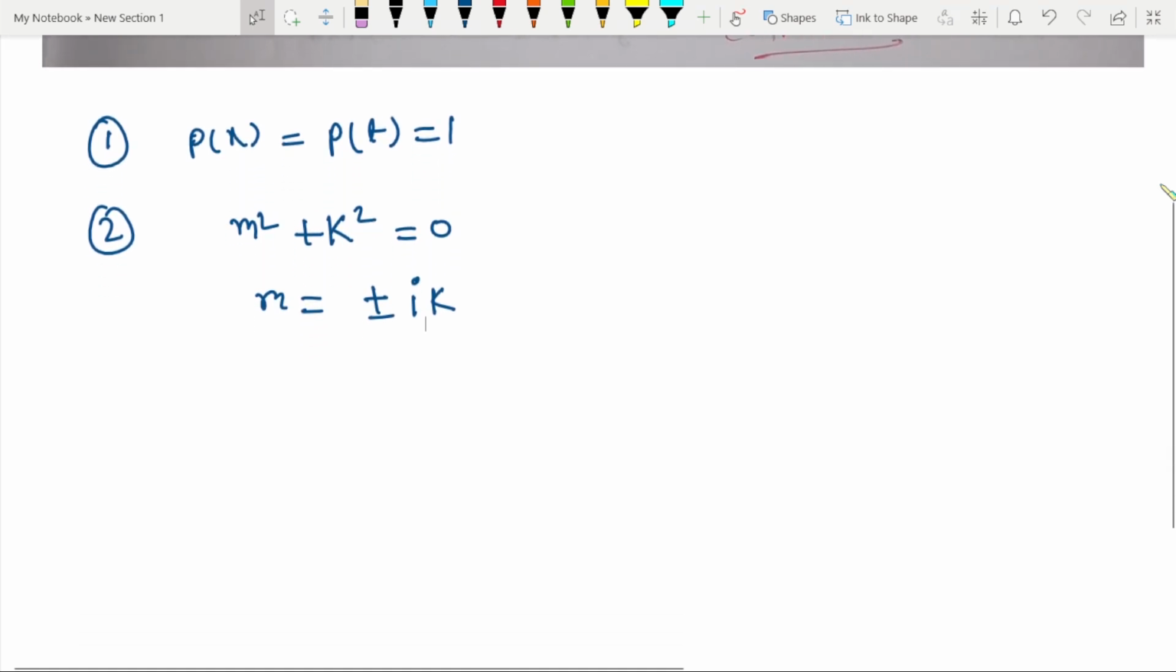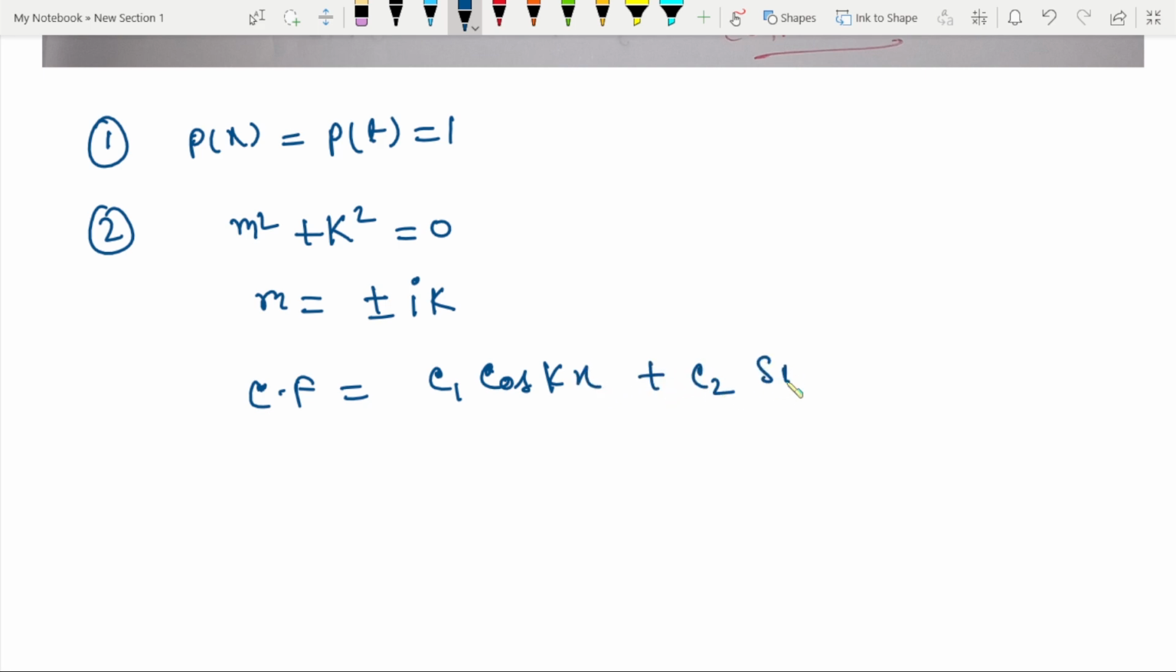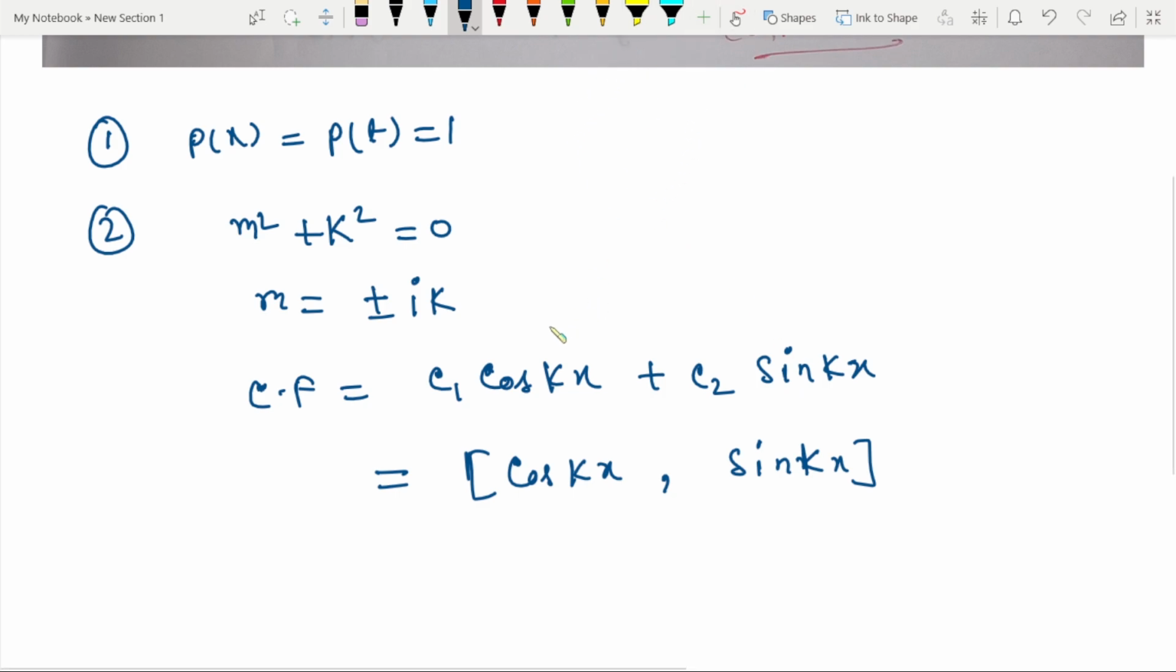Now the complementary function should be C1 cos kx plus C2 sin kx. So we actually have two functions, and I use these two functions, cos kx and sin kx. You have to look at the coefficient of the constant terms, and with their help you have to construct y1(x) and y2(x).